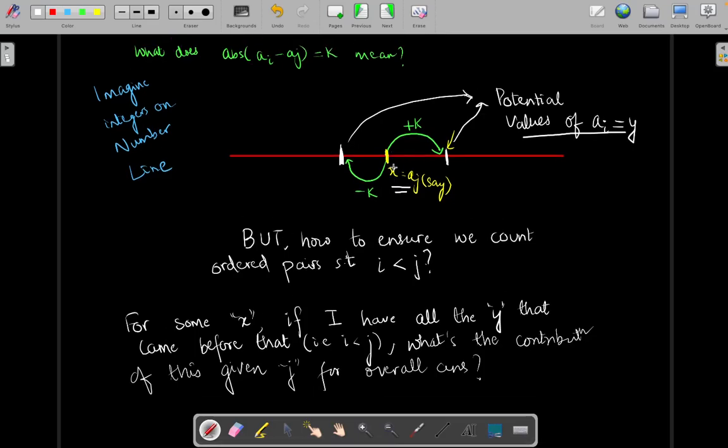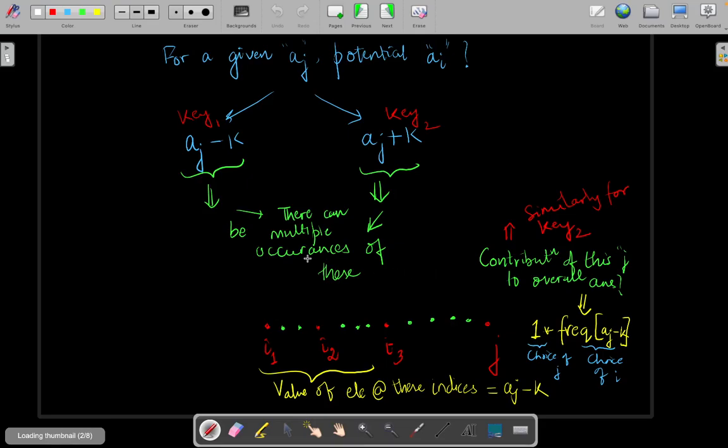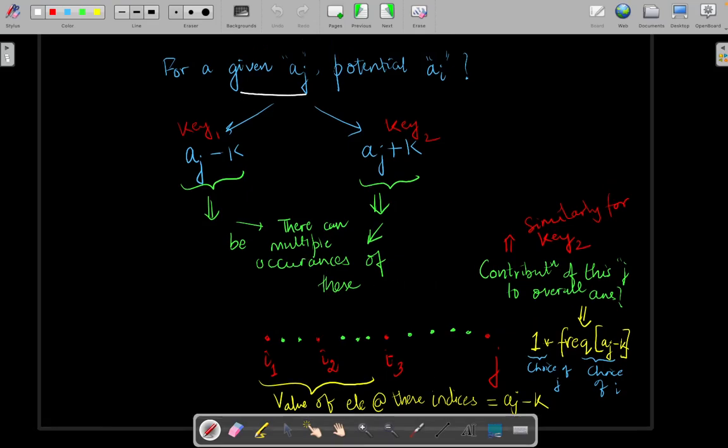So when we are at an arbitrary jth index, all we need to do is take a jump of k to the right, or take a jump of k to the left, and then tell me, for each of these elements that we end up at, how many numbers were there prior to this j, that is, with index less than j. That's what we are asking. That's what we will be discussing in this slide.